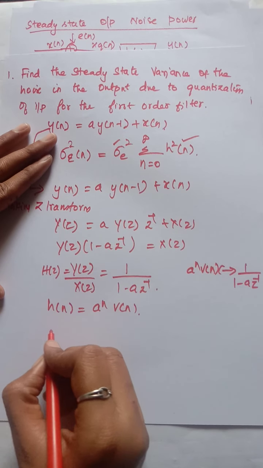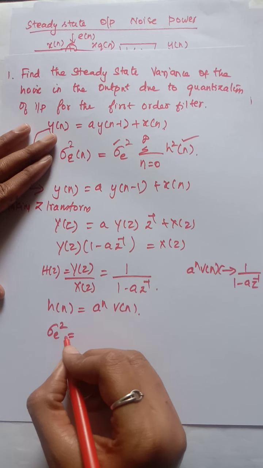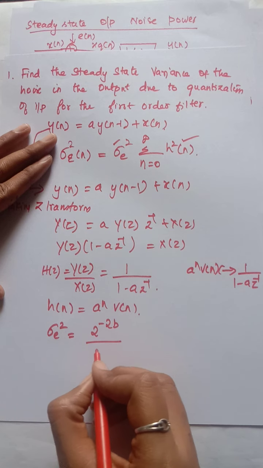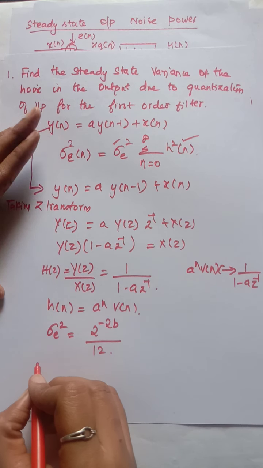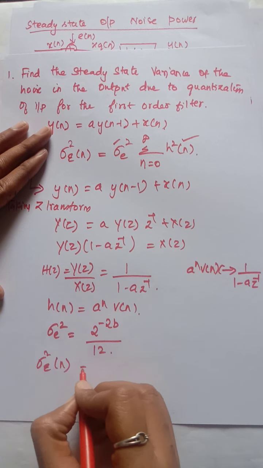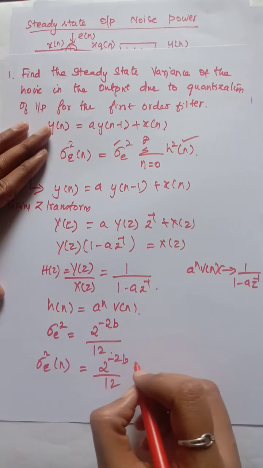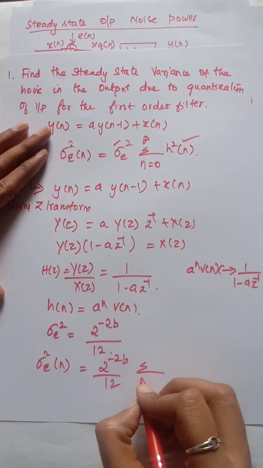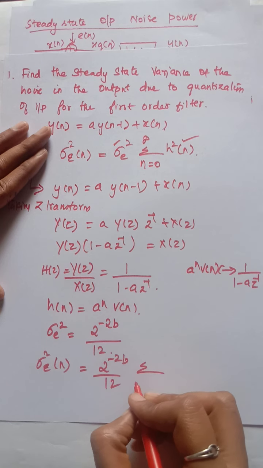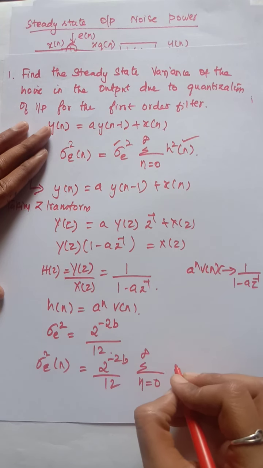And now we need to find this sigma e squared. Sigma e squared is nothing but the input quantization noise power, which we found to be 2 power minus 2b by 12. So sigma squared of e of n is 2 power minus 2b by 12. Substituting in this equation, the summation, here k, n equals 0 to infinity.